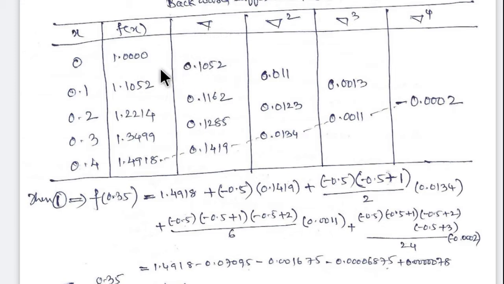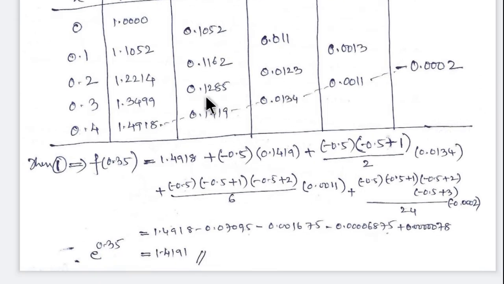The procedure is the same for finding forward and backward differences; only the symbol you use is different. Similarly, for the second order difference, del square: 0.1162 minus 0.1052 is 0.011. Similarly, 0.1285 minus 0.1162 is 0.0123.